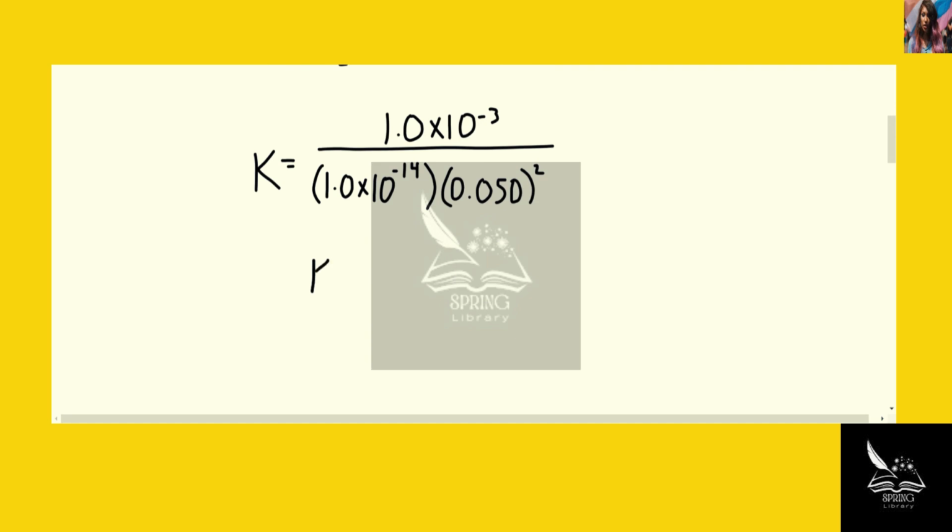And now when we calculate out that ratio, we find that the equilibrium constant K for that reaction is equal to 4.0 times 10 to the 13th.